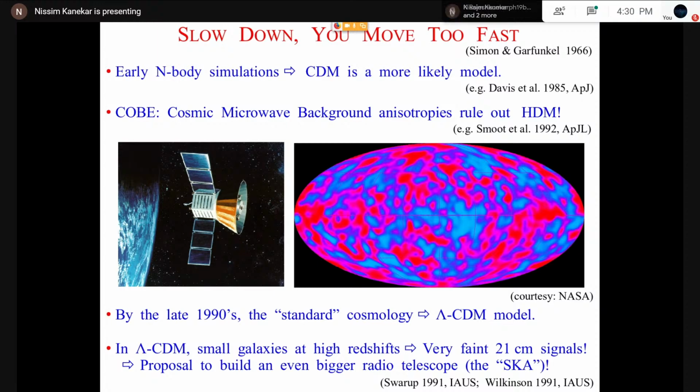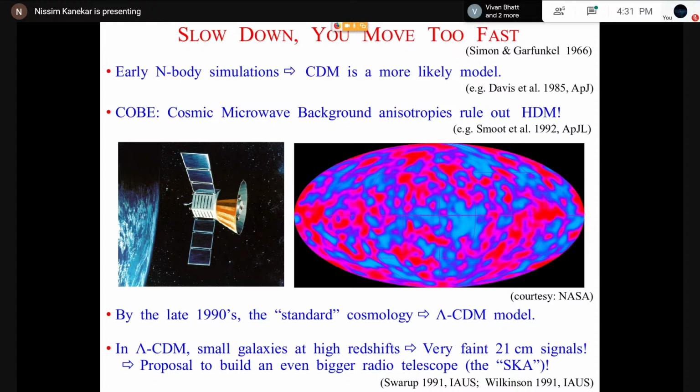So at the end of the 90s, hot dark matter was gone, gigantic supermassive protogalaxies were gone, and 21 centimeter signals were expected to be extremely weak and basically not detectable at high redshift from individual galaxies. That was kind of depressing, but of course the good thing was that the GMRT had been built to do all kinds of science.